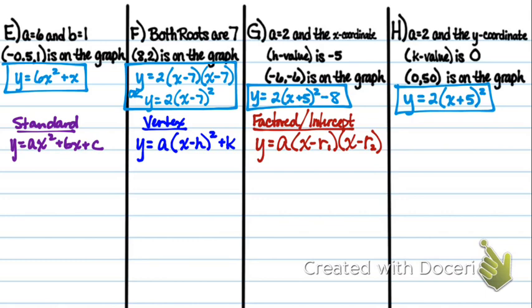All right, so it tells me that the k value is 0. What form do I want to be using if it's telling me about a k value? Vertex form. So I'm thinking y equals a times (x minus h) squared plus k. It tells me that a is 2 and that k is 0. So I've got that much to work with.